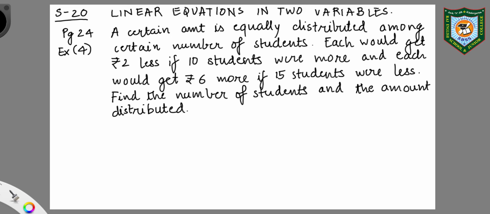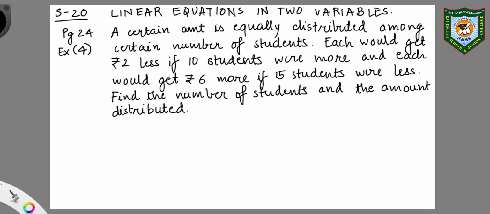The question goes on as a certain amount is equally distributed among certain number of students. Each would get rupees 2 less if 10 students were more, and each would get 6 more if 15 students were less. Find the number of students and the amount distributed. Now again, as I said earlier, whenever it comes to word problems, you need to read one statement at a time. That will give you the required information to solve the question in a much simpler way.